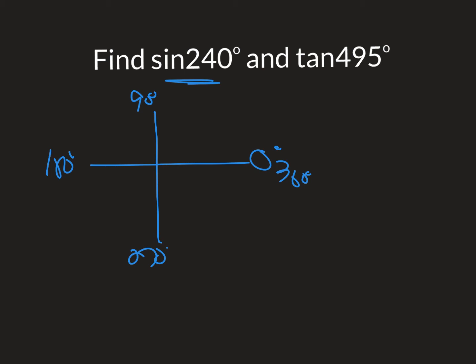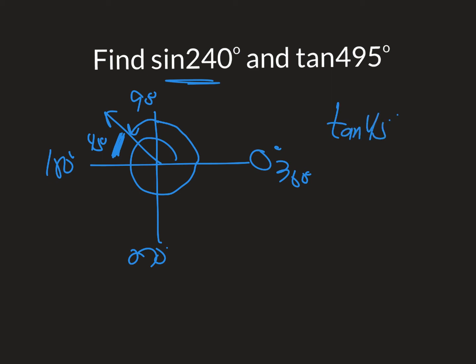If I go 90 more, that's 450. That's 360, 450, and I'm going to 495. So I'm going 45 degrees more. Did you catch that? 45 degrees more, which means our reference angle right here is 45 degrees. So what I'm thinking is, okay, what is tangent 45?